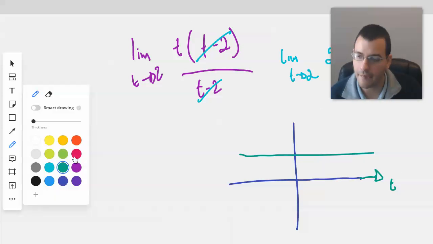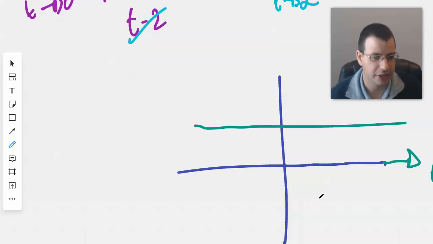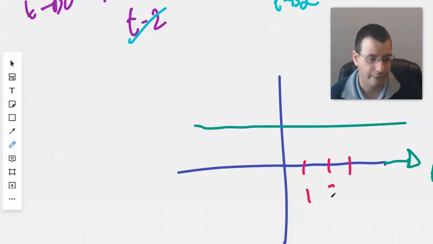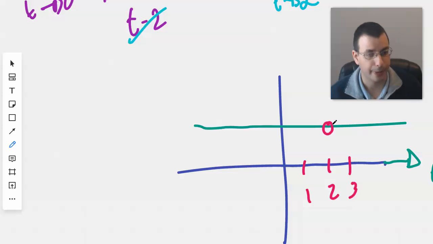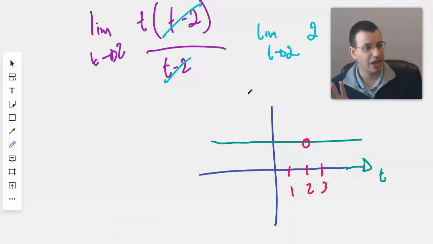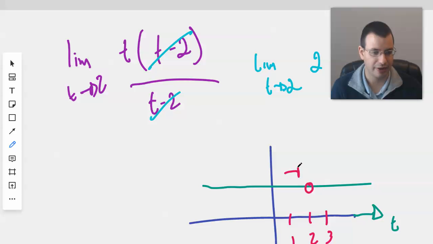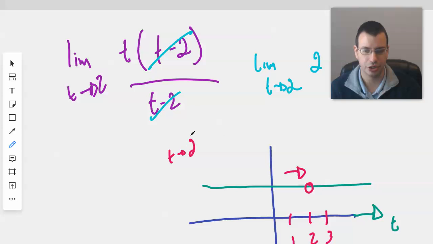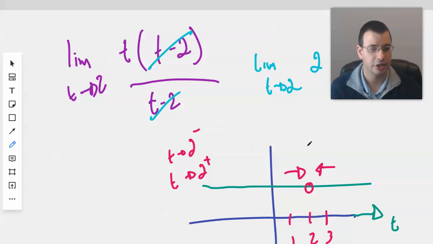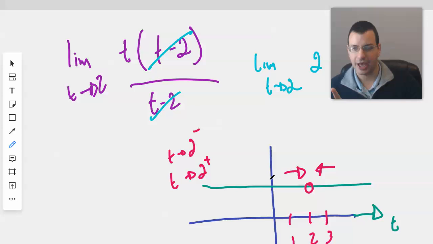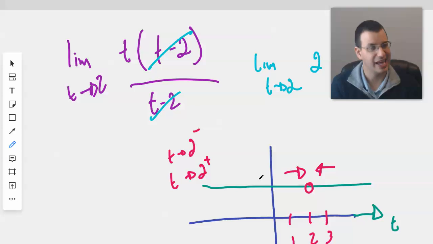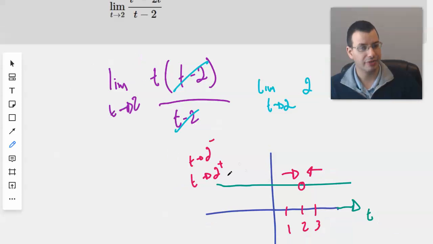Well, the way this would actually be drawn is you have, let's see, 1, 2, 3. You have a little hole at this point right here. So t cannot equal 2, but the limit as t approaches 2 exists. One of the key parts of this is that the limit approaching it from the left, t approaches 2 minus, and the limit approaching it from the right, t approaches 2 plus, are the same. They both equal 2. But when you're actually at 2, it doesn't exist. And one of the things about limits is it doesn't matter if it doesn't actually exist at the point. You can still have the limit.